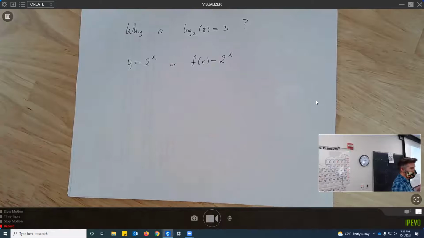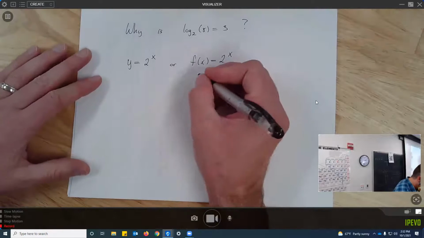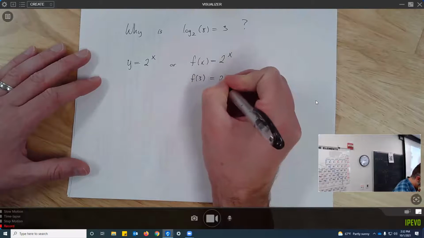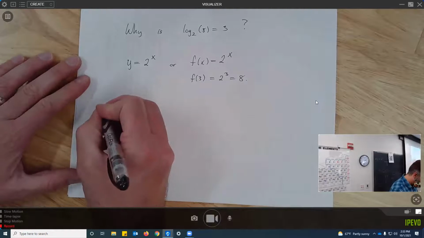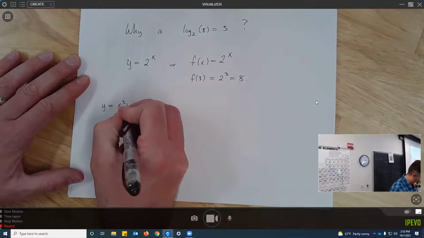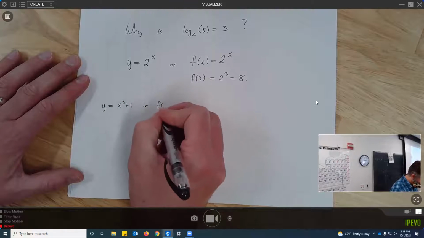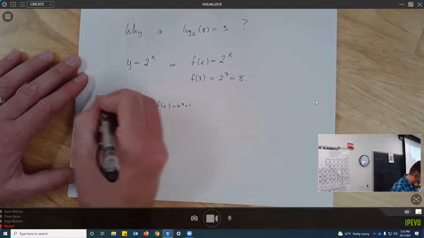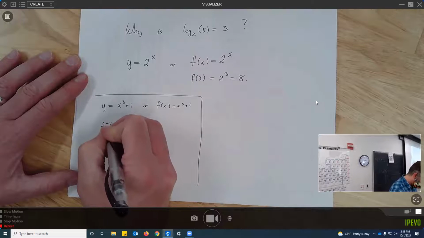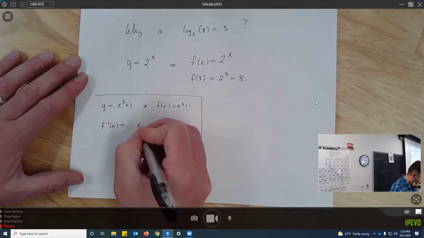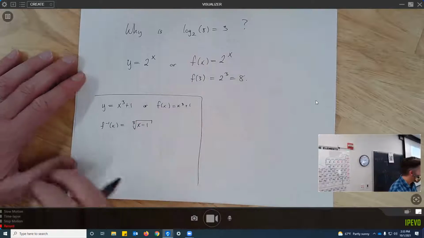The function takes inputs and we get outputs, right? And it's definitely true that f of 3 is 2 to the third, which is 8. So, inverse functions. Functions that undo what another function does. A very nice example is something like y equals x to the third plus 1, or I suppose f of x equals x to the third plus 1. And its inverse undoes what that does. So the inverse would be f inverse of x is the cube root of x minus 1.